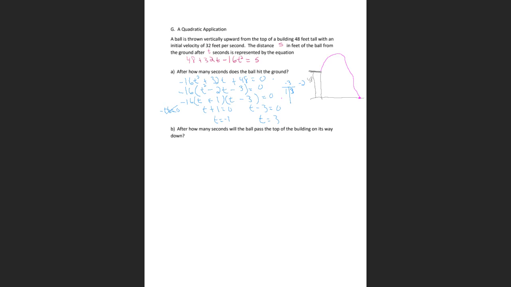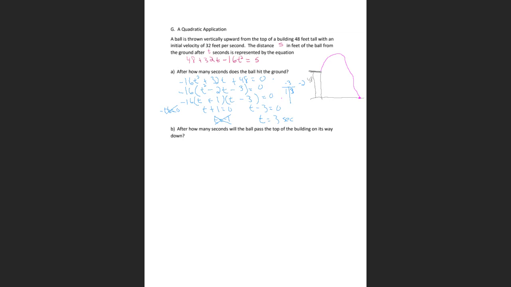So I get these two answers, but which one actually makes sense in this problem? Negative 1 seconds or 3 seconds? When you throw the ball from the roof of the building, the top of the building, it's going to take 3 seconds for it to hit the ground. The negative 1 would not make any sense in this application. So even when you get the answers in an application, the answer's got to make sense.